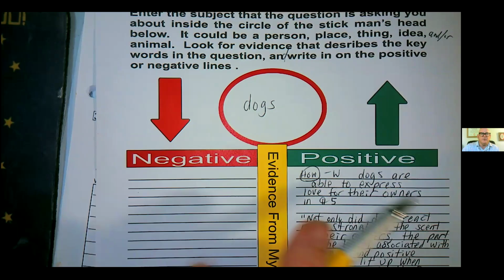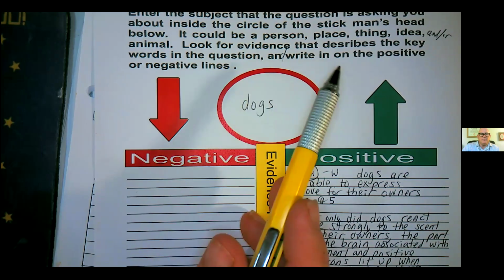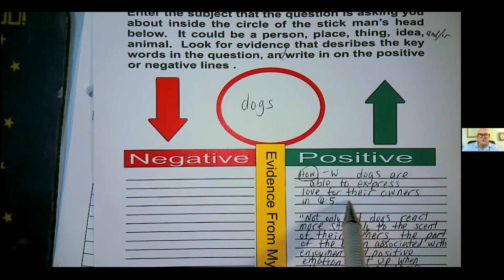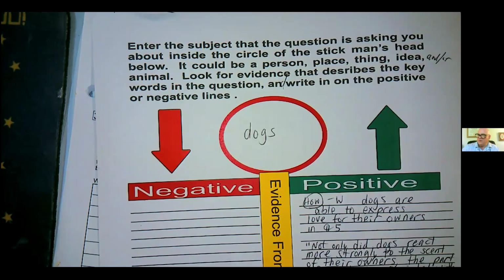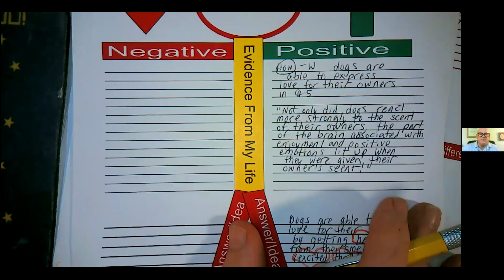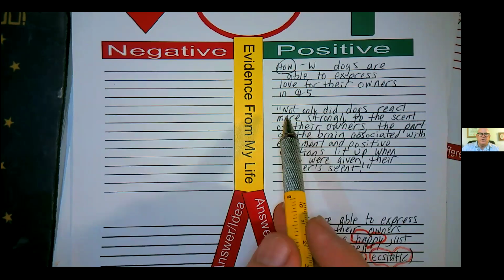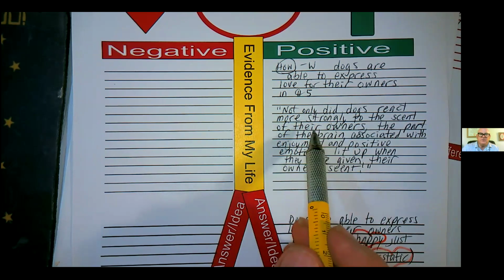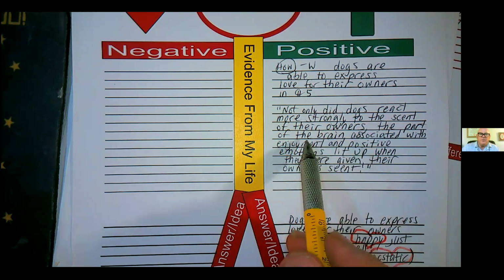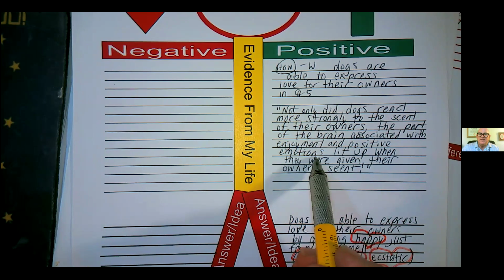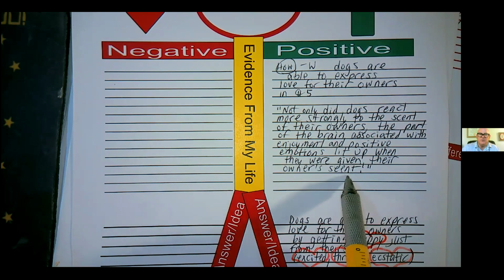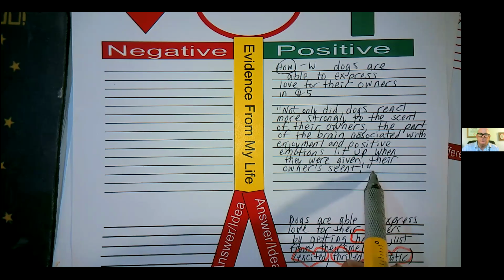All right. So look for evidence that describes the keyword. So dogs, how are dogs able to express love for their owners in paragraph 5? So here's some evidence that I found. Quote, not only did dogs react more strongly to the scent of their owners, comma, the part of the brain associated with the enjoyment and positive emotions lit up when they were given their owner's scent, exclamation, closing quotation.